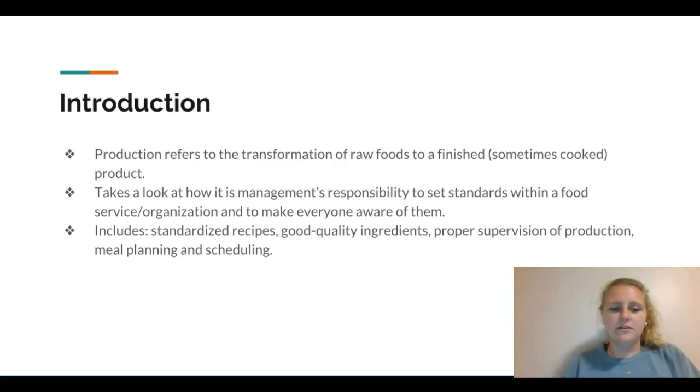Just an overview of what this chapter talks about: production refers to the transformation of raw foods to a finished product. A majority of times in restaurant settings, you see the foods go from raw to a cooked version. Sometimes you see the raw versions as well, but a majority of times they are cooked, and there's a difference in appeal, taste, and aroma.